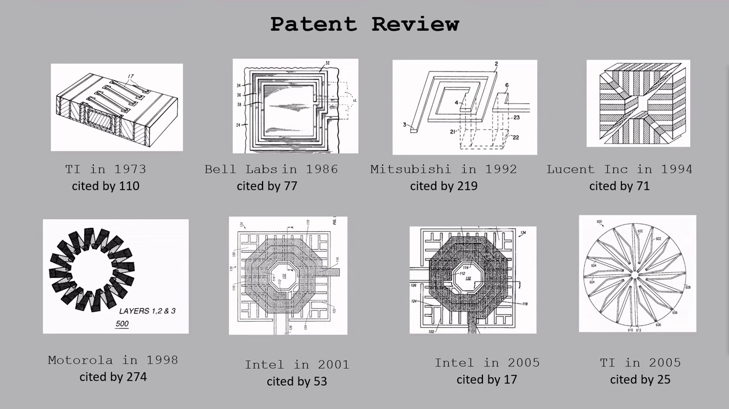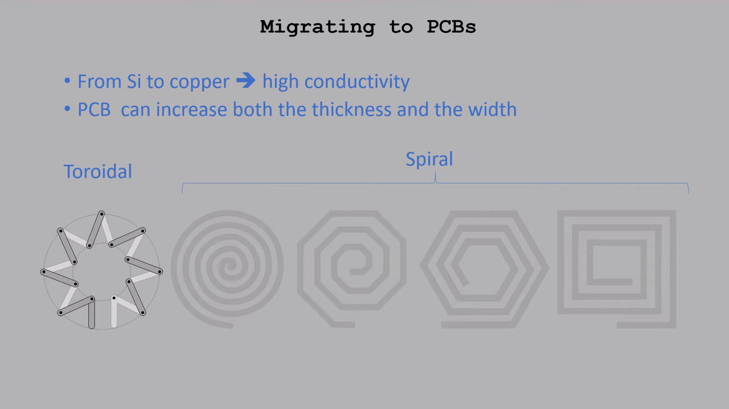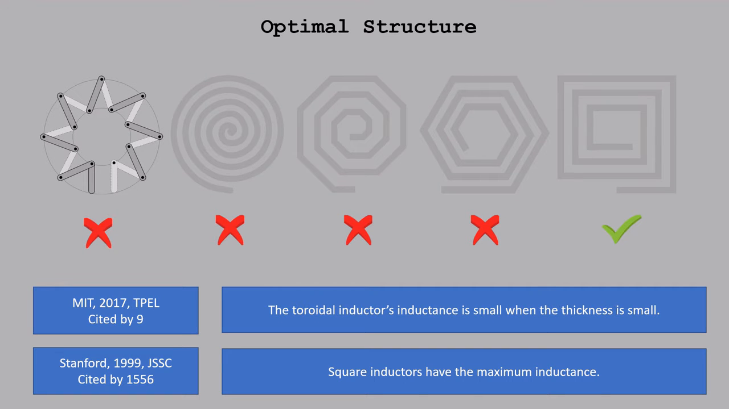Integrating inductors has been widely applied in the semiconductor industry. Companies have devoted great effort to analyzing the patterns and shapes for integrating inductors. However, these inductors are not suitable for high-power converters because they cannot handle large current. Migrating the technique to PCB can increase the current capacity, but we need to understand which is the optimal structure.